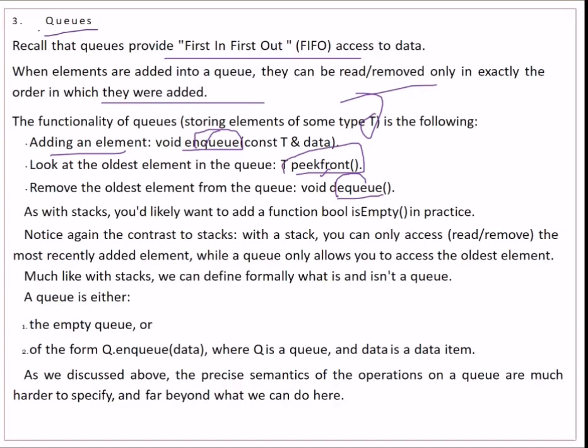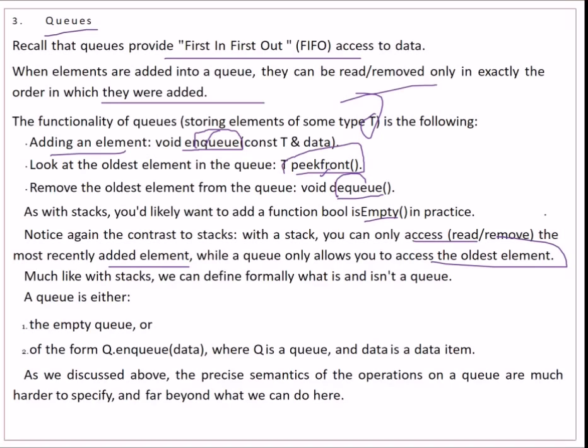And as we discussed with stacks, you would likely want to add a function called isEmpty. It's very important. Compared to a stack, where you can only access the most recently added element, a queue only allows you to access the oldest element.